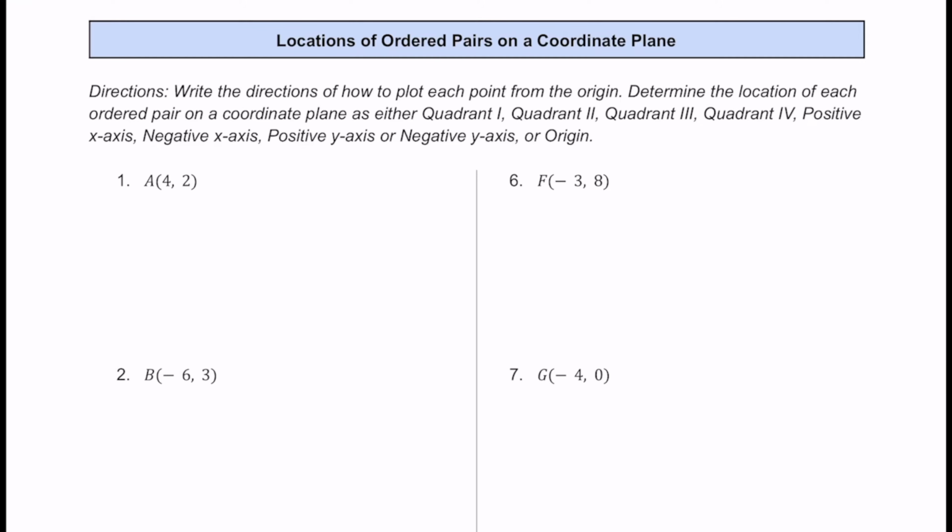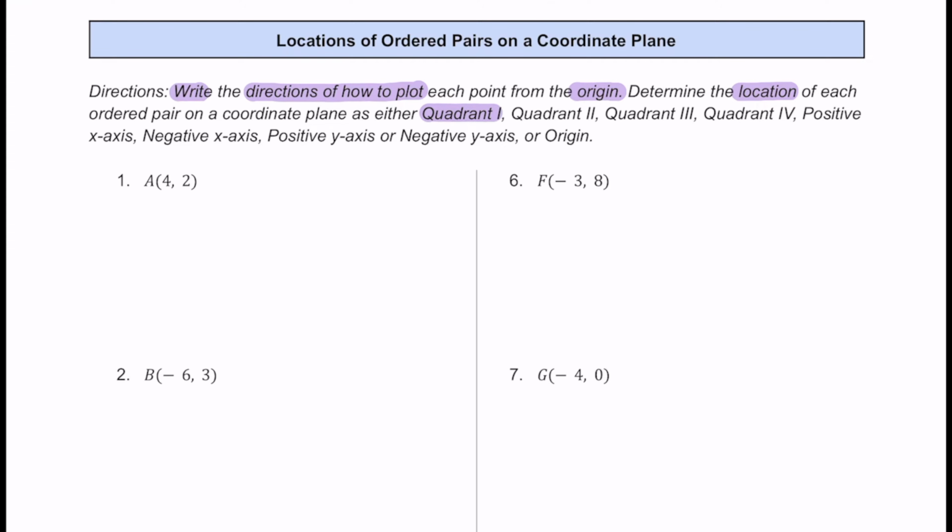Let's work on understanding the locations of ordered pairs on a coordinate plane together. Throughout each of these practice problems, we're going to write the directions of how to plot each point, but make sure we're going from the origin each time. Then we're going to determine the location of each of the ordered pairs.